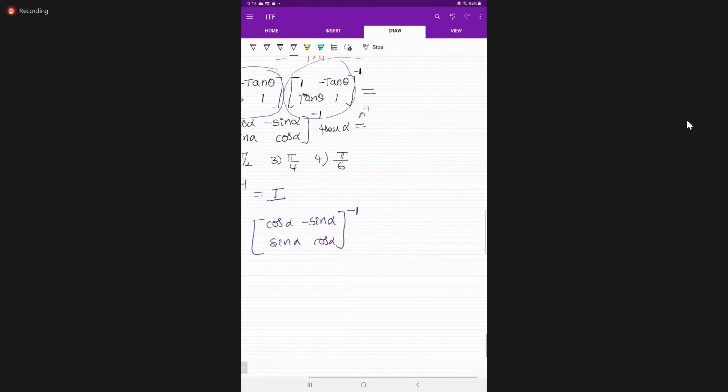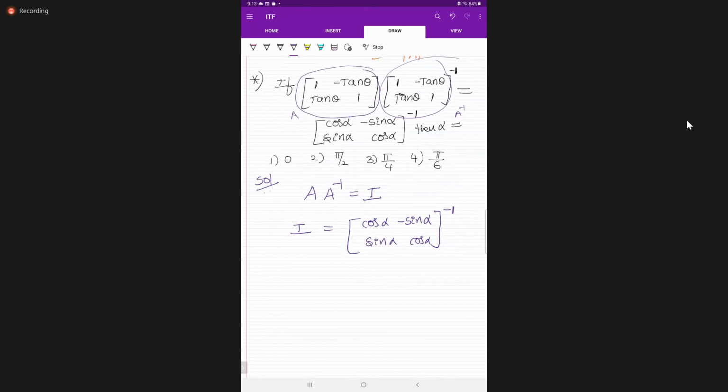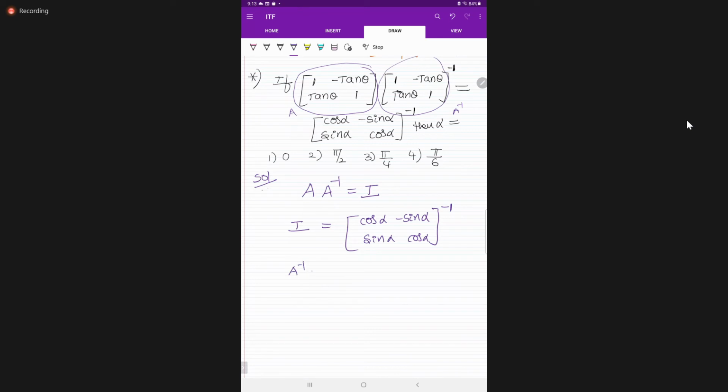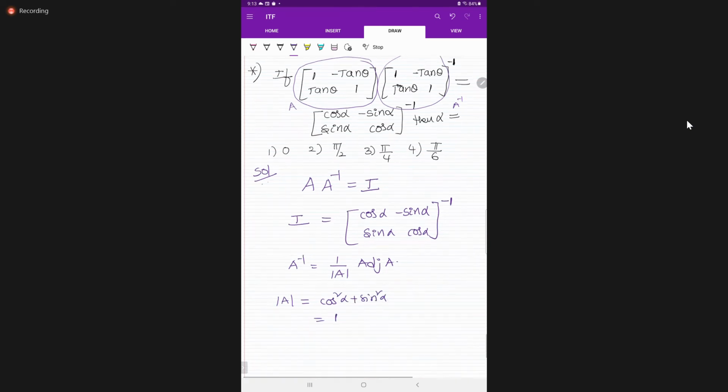What is the formula for A inverse? A inverse is equal to 1 by det of A into adjoint of A, right? Okay. Now, what is det of A? So cos square alpha plus sin square alpha. Okay, that value it is 1. Now I want adjoint of A.